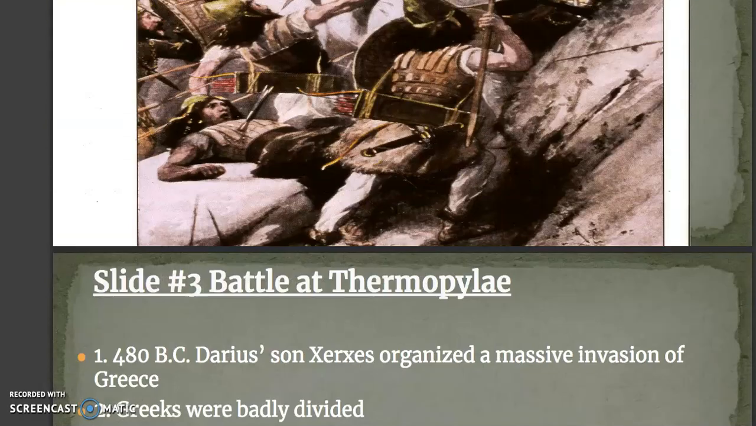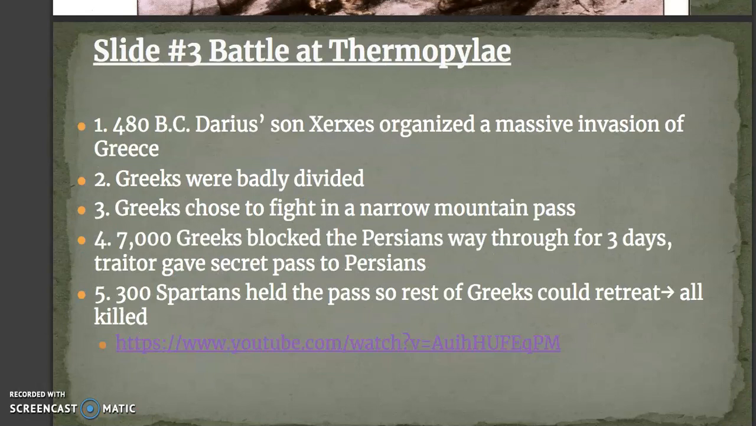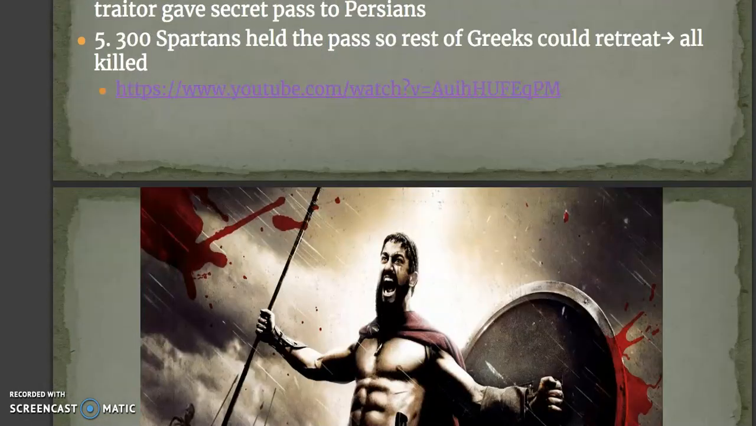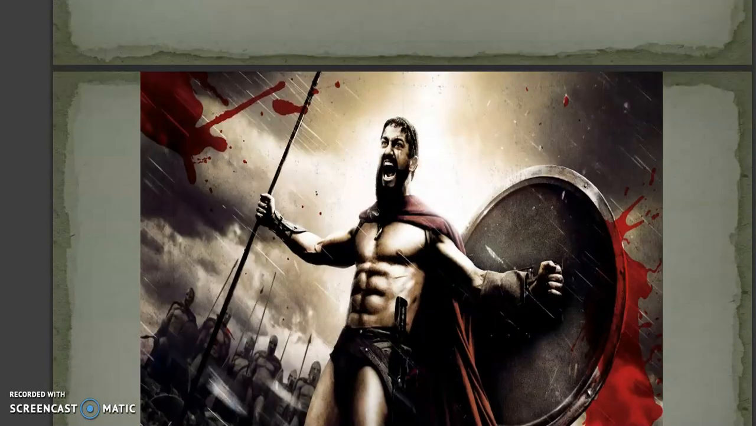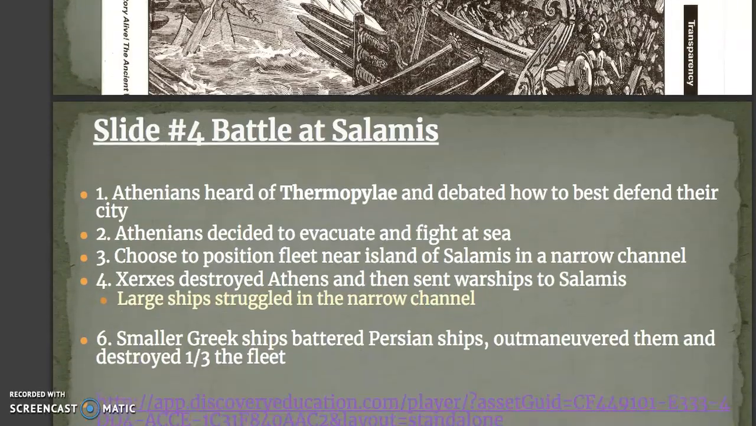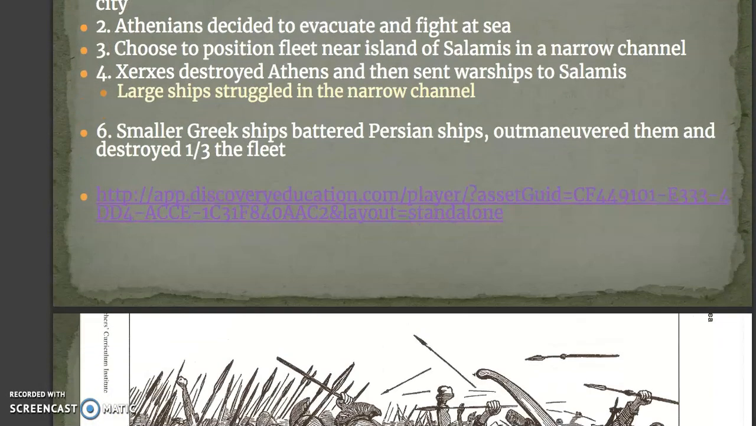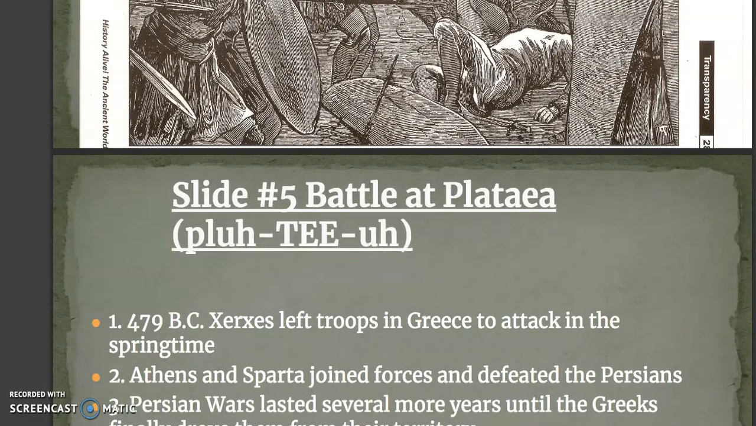The Battle of Thermopylae is where we see the Spartans, a much smaller Spartan group, end up fighting the Persians, where they're all killed, which was made into a movie, 300. And Battle of Salamis. So again, through all these different battles here in Persia, we have Battle of Plataea.